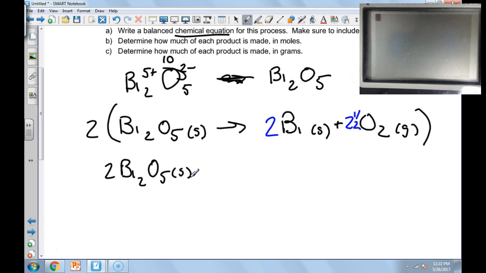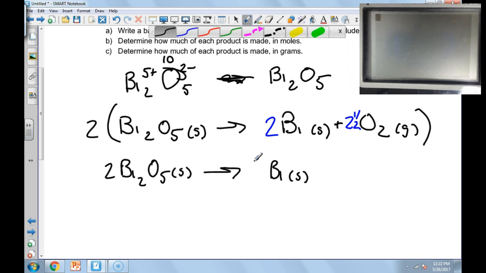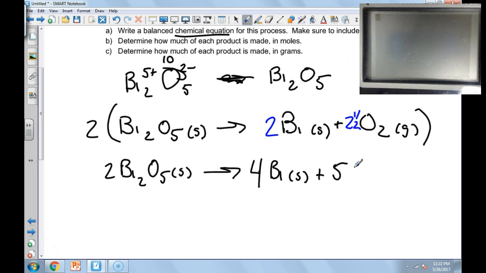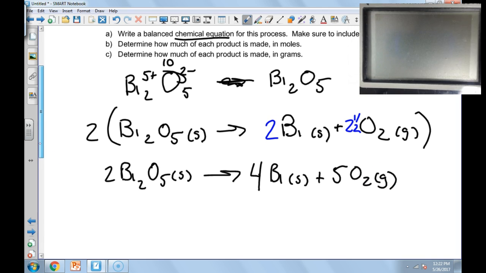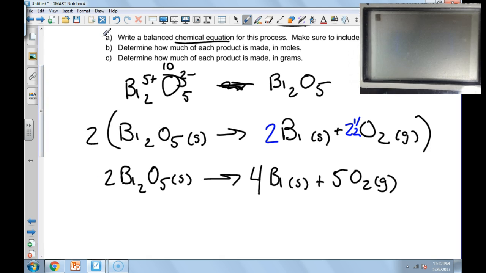So we're going to have 2 Bi2O5 solid reacts to form 2 Bi solid. See, here I go. I do this all the time, and these are the kind of mistakes that end up happening. That should be 4, because we had to multiply everything by 2. Multiply all the coefficients by 2, plus 5 O2 gas. Okay, so now that's the balanced chemical equation, and we have included states.